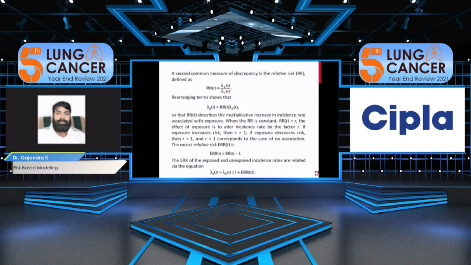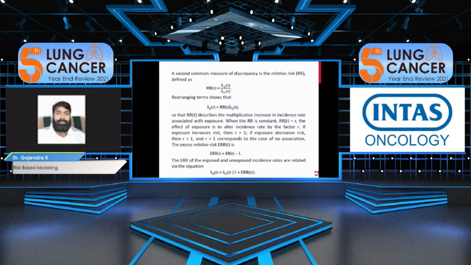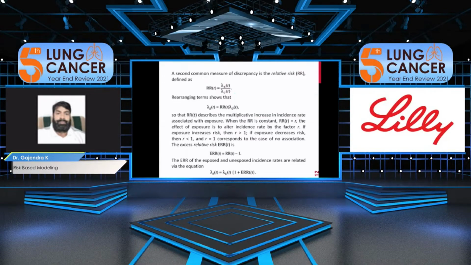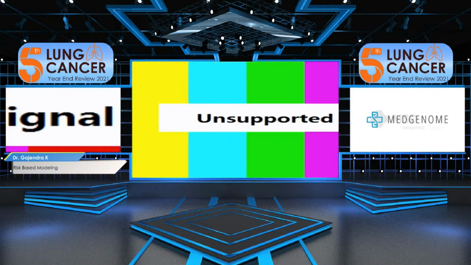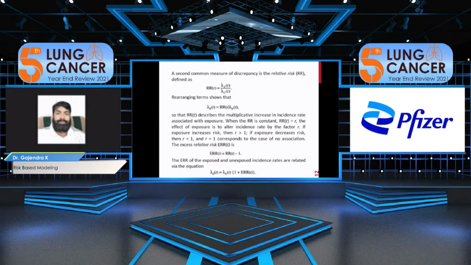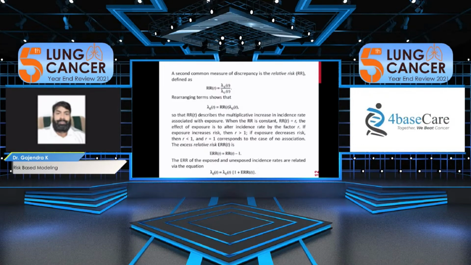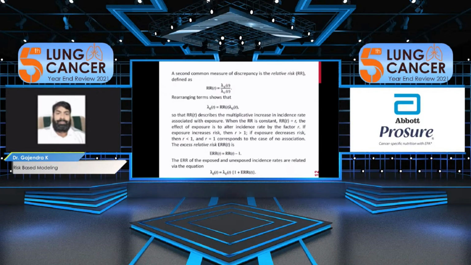The second common measure of discrepancy is the relative risk. It is defined as the ratio of two risks, that is lambda_e(t) over lambda_u(t), where lambda_e and lambda_u denote the incidence rates for the exposed and unexposed. So this is the ratio of the exposed and unexposed incidence rates. Again we are rearranging terms for this second common measure of discrepancy, so that the relative risk describes the multiplicative change in incidence rate associated with exposure.